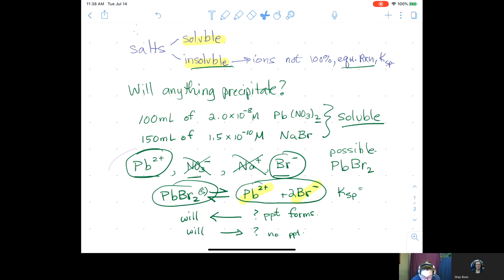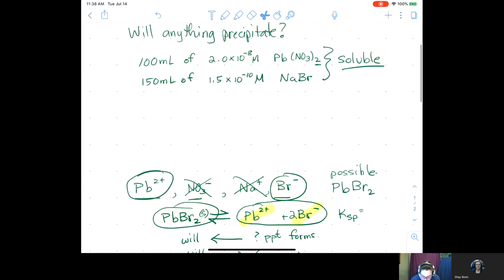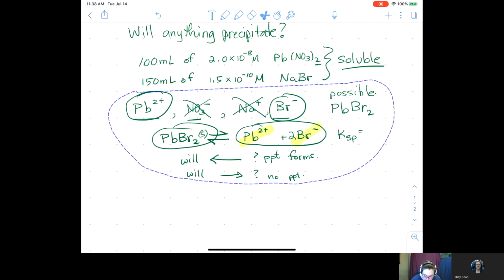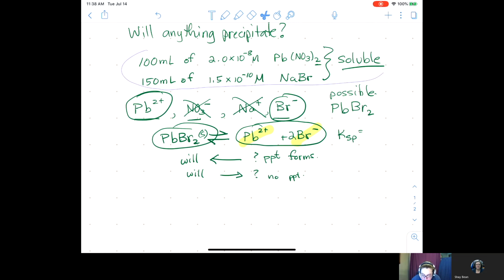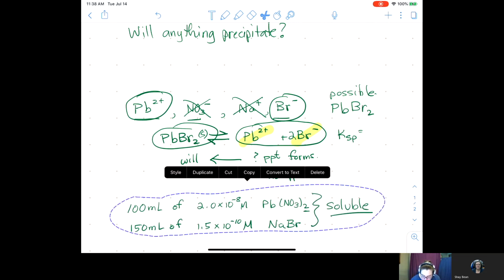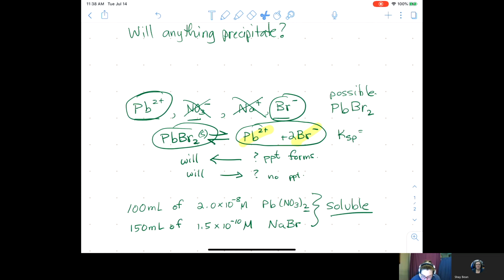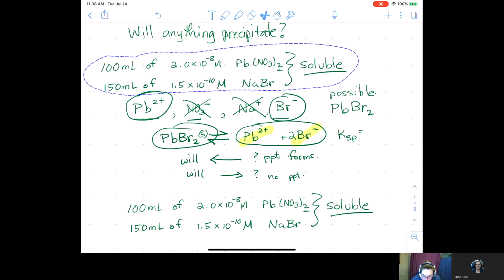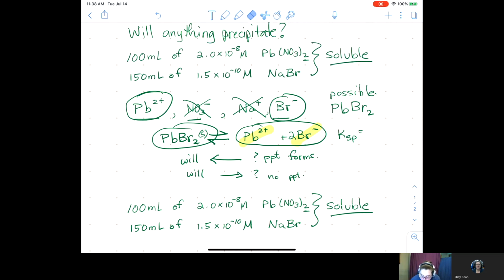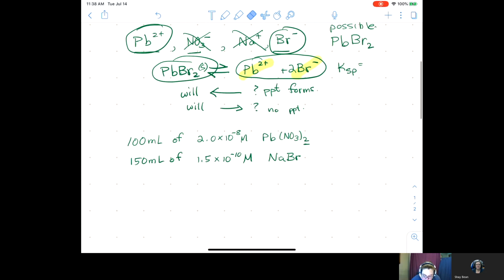So let's jump in. I'm going to pull this down so that I can look at these values and do my calculations here. So I'm trying to figure out the equilibrium concentration of the Pb2+ ion and the Br- ion. I need those for my Q calculation.